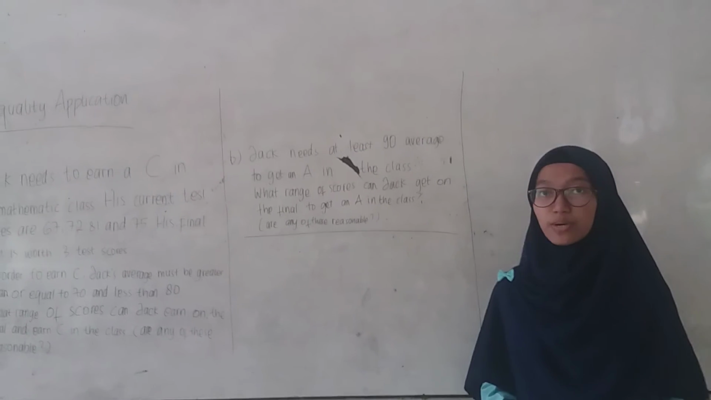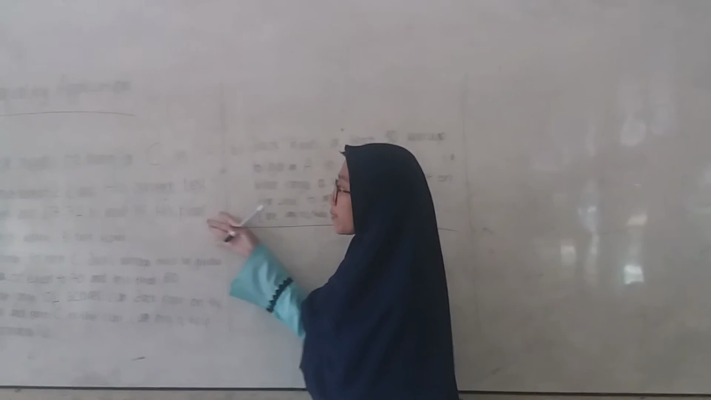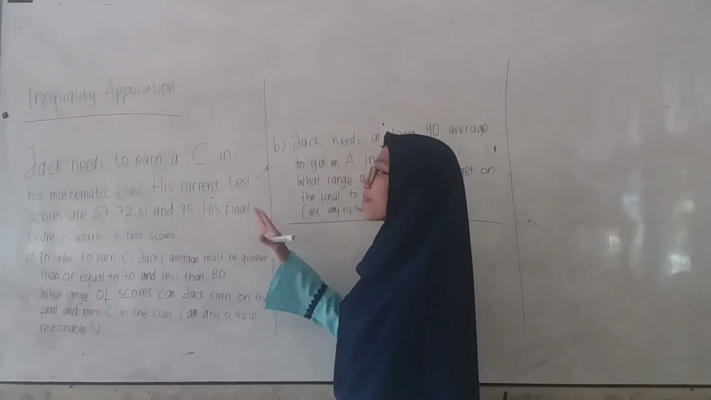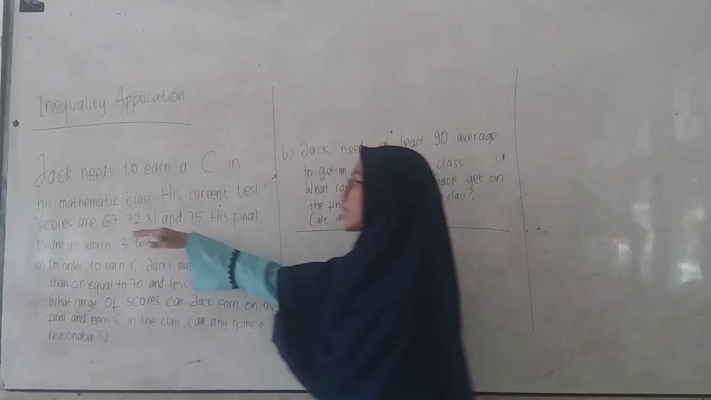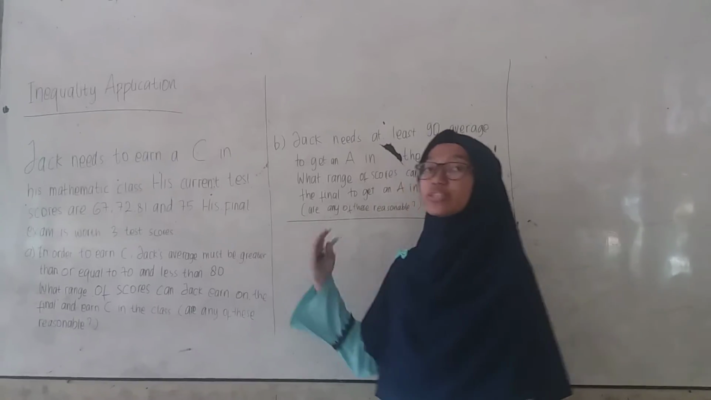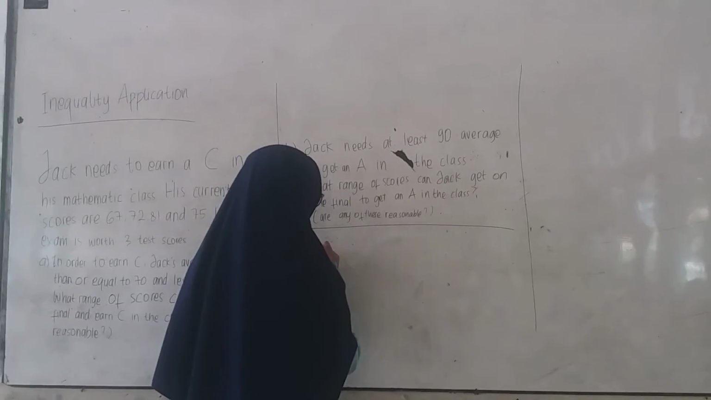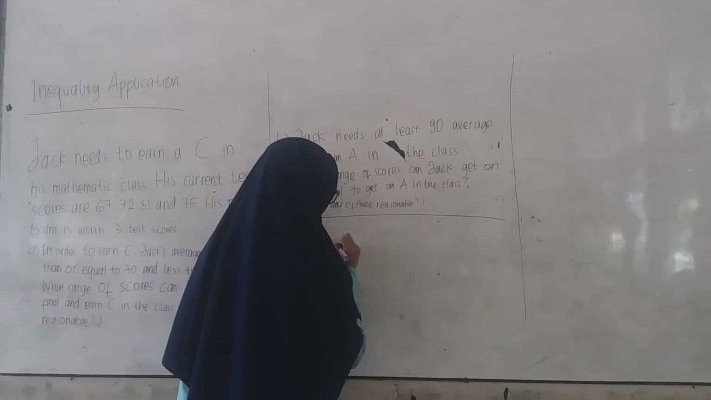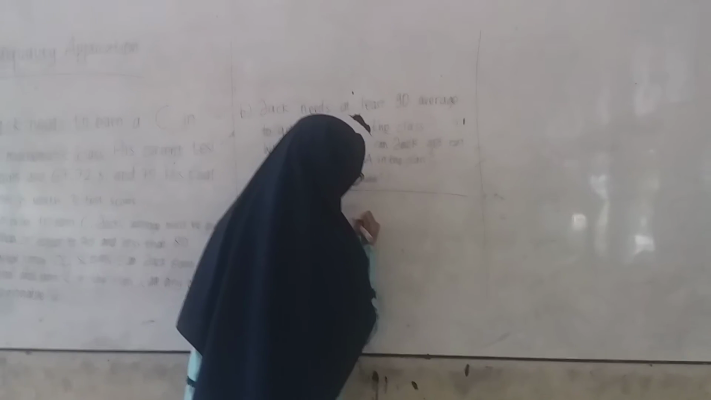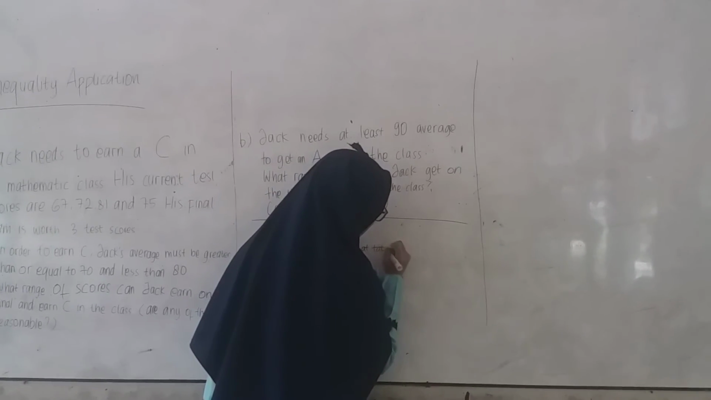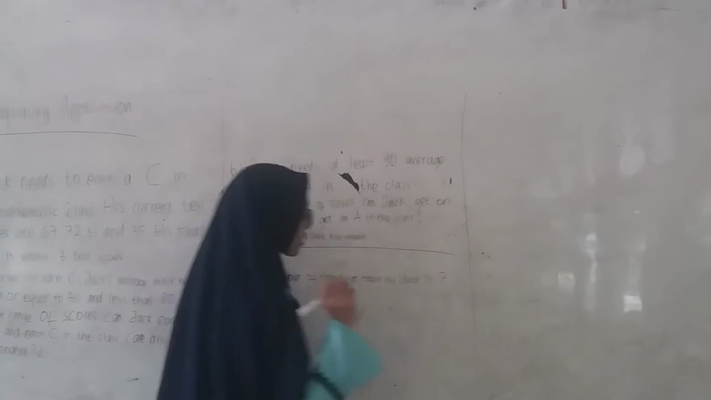Before we start to solve this problem, we have to analyze what is actually given in this problem. In this paragraph, it's mentioned that Jack has taken 4 tests with these current scores, and he will take 3 more tests in his final. So the number of tests taken by Jack is 7.